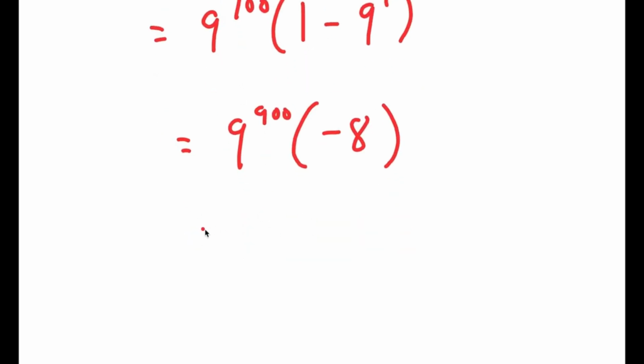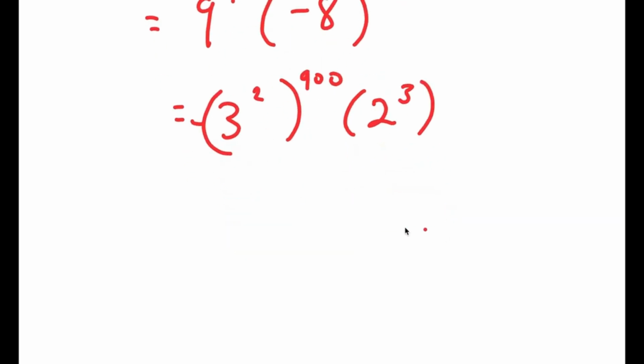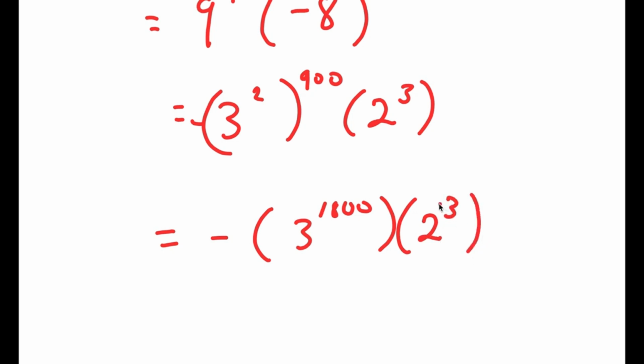So now 9 is the same thing as 3 squared to the power of 900, and 8 is the same thing as 2 to the power of 3. I'm going to add the negative sign over here. So I get negative 3 to the power of 1800 times 2 to the power of 3, and this is the simplest form that we can get.